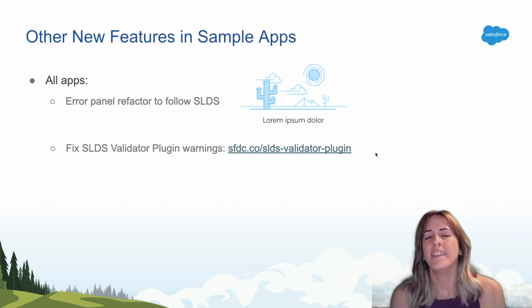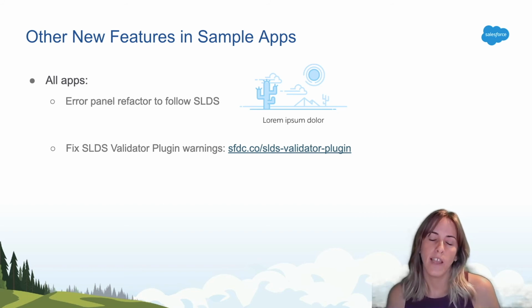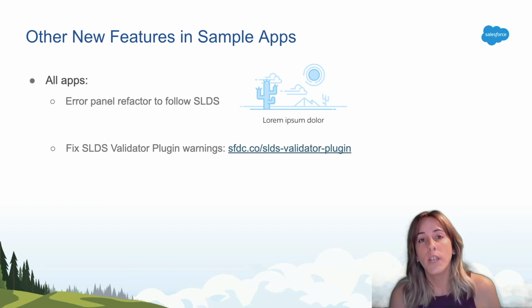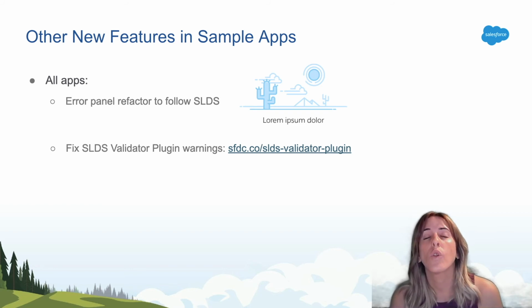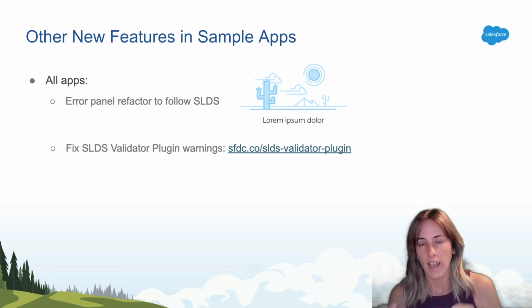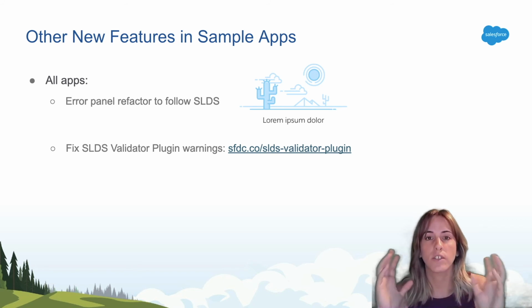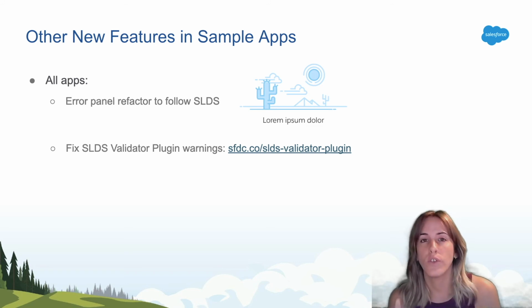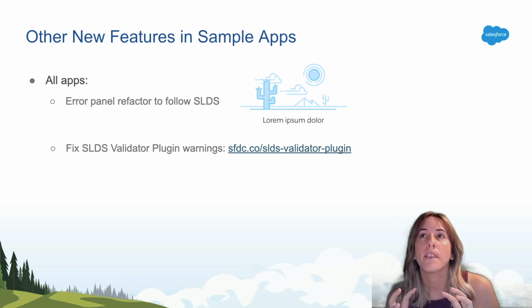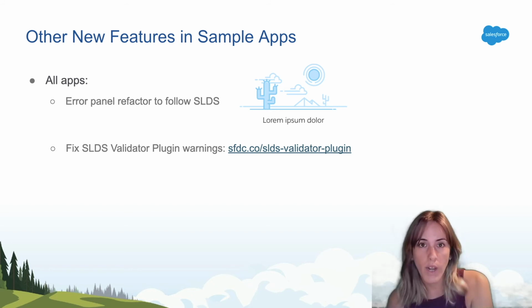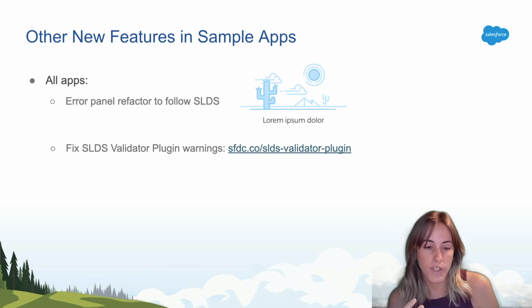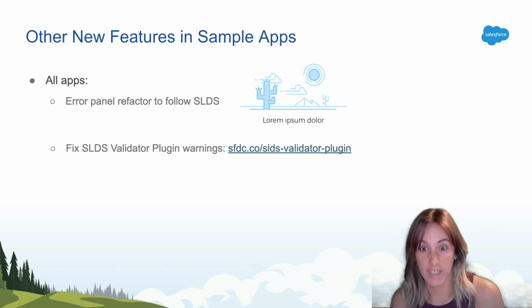Also, in the middle of the spring and summer release, the SLDS team released a plugin for VS Code called SLDS Validator. This plugin examines your CSS code, the one that you have in your CSS classes but also in HTML files, and tells you if you are using the SLDS classes and tokens correctly, and sometimes it gives you suggestions on places in which you can use them, for example where you are using hard-coded values instead, right?